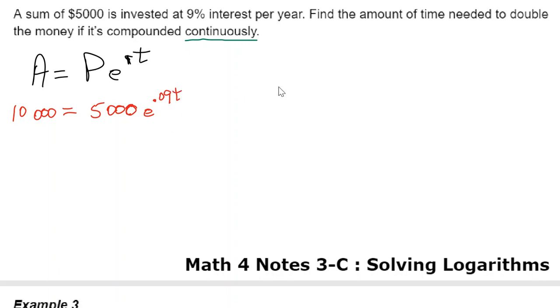And in this case, because it's continuous, there's no sense of steps. It really is a smooth curve moving upward. So you can have fractions and decimals involved in the year. If we're going to mirror the same tactics we used earlier, we're going to divide both sides by 5,000.